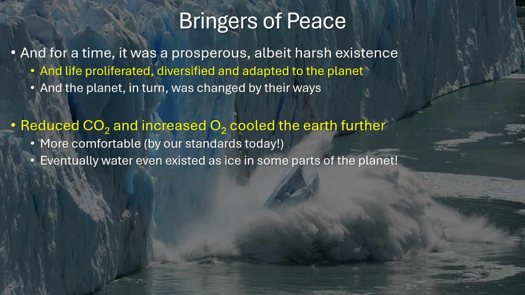So we have this really interesting thing that is developing at this time, where the carbon dioxide is being used quickly and frequently by these organisms that are doing photosynthesis. And so the concentrations are decreasing. And at the same time, oxygen is increasing in abundance as this waste product is produced more and more. And as it did so, this change, the reduction of carbon dioxide and the increase of oxygen content in the atmosphere, cooled the Earth a little bit faster than it normally would, right? It made Earth more comfortable, at least by our standards today. And eventually, it got to the point where water wasn't just existing in a liquid medium, but it could also exist as ice in some parts of the planet.